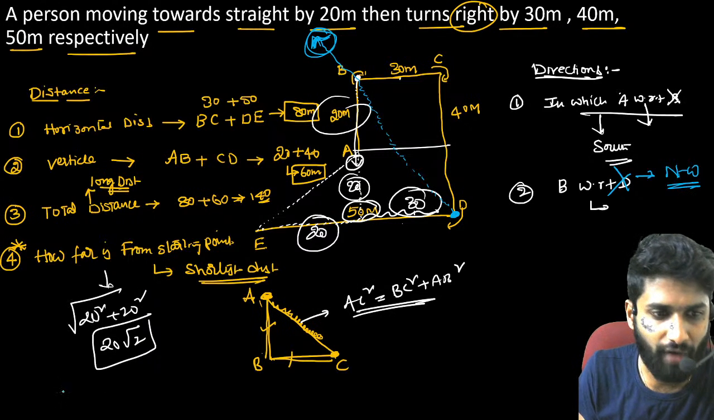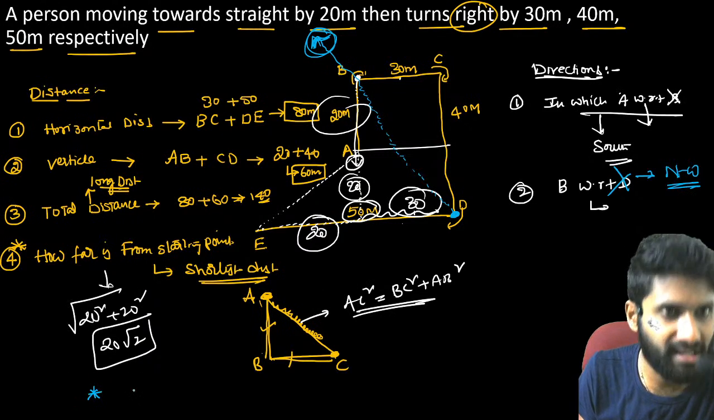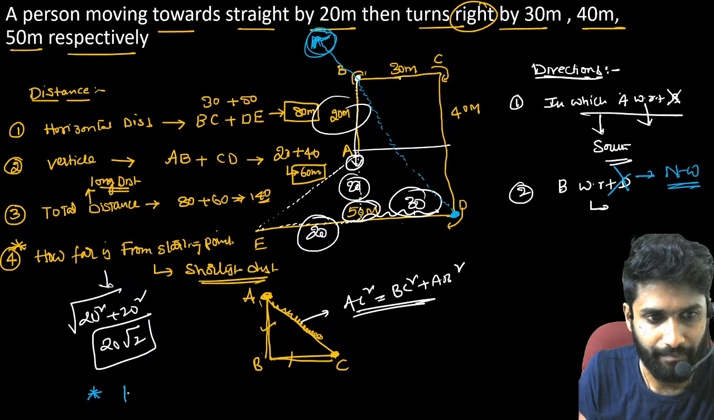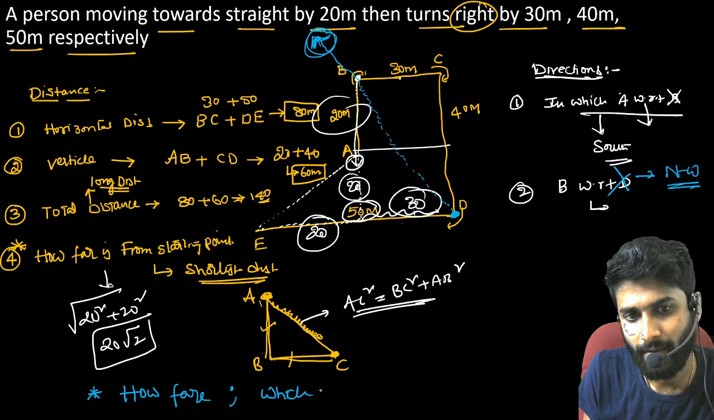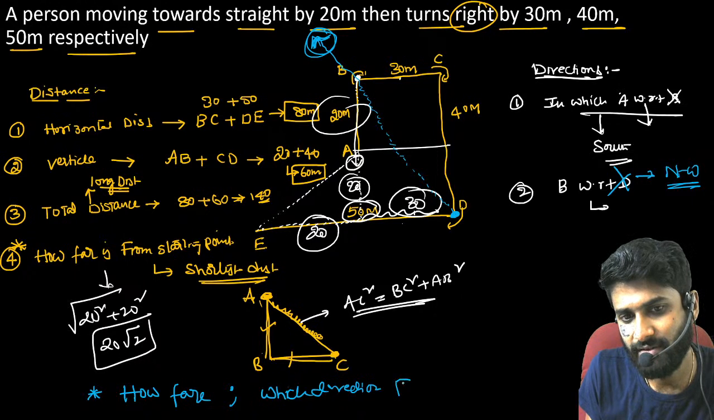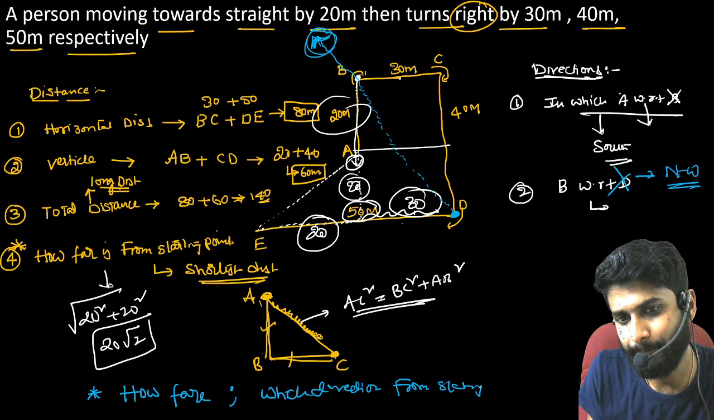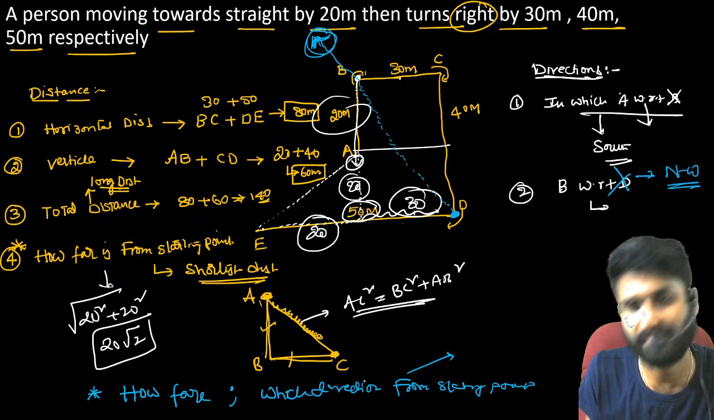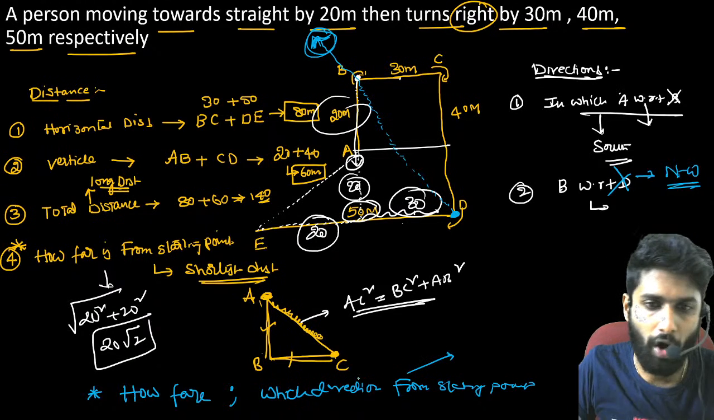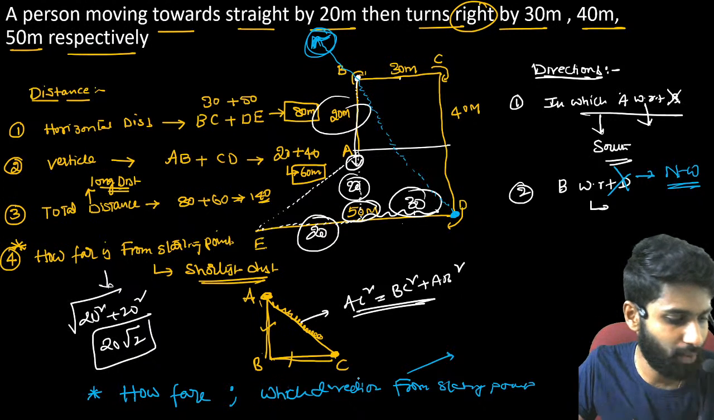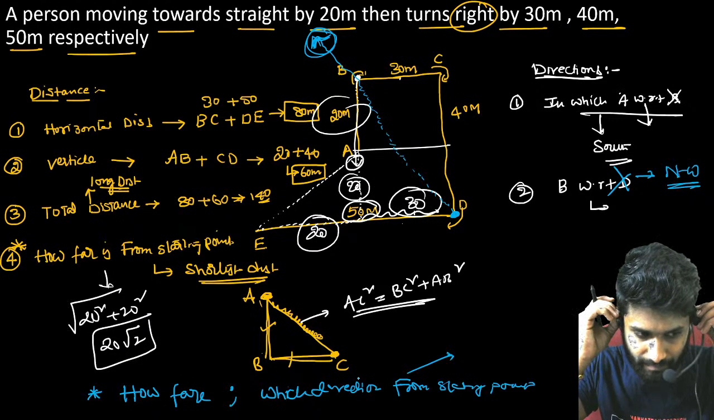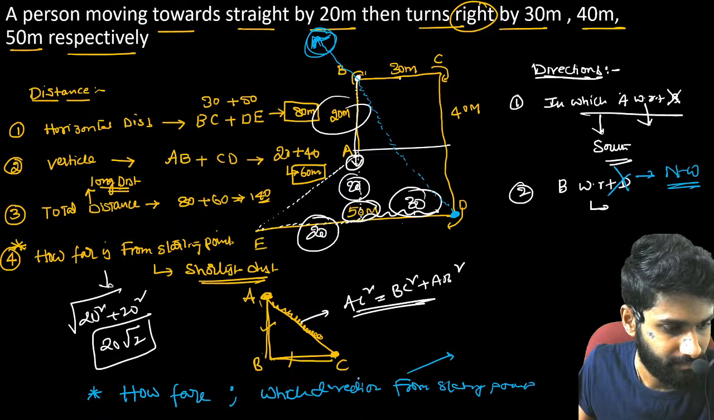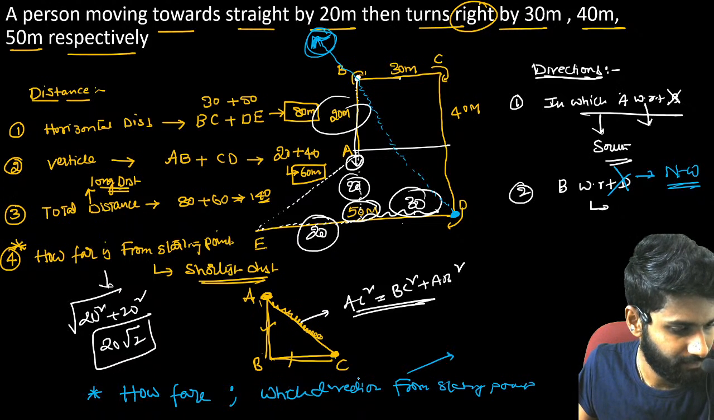Now we have only one question for this particular one. The original question for this statement: how far and in which direction is he from the starting point? This is the original question for the entire statement.